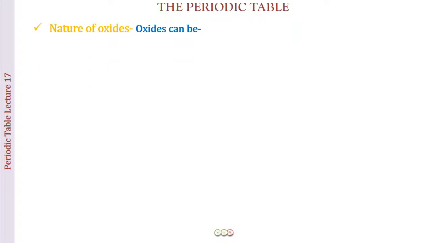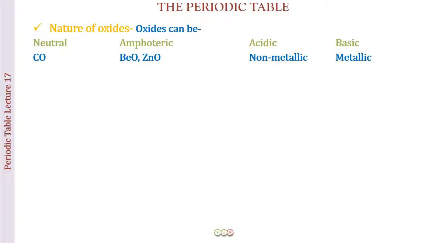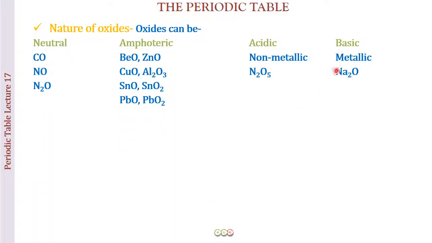So just like the nature of hydroxides, we have the nature of oxides as well. The oxides can be neutral, amphoteric, acidic or basic. What you have to remember is that the acidic oxides are the ones which are non-metallic in nature, right? So N2O5 is an acidic oxide. Basic oxides are the ones which are metallic in nature. So the metal and the oxygen combine to form a basic oxide. A non-metal and oxygen form an acidic oxide.